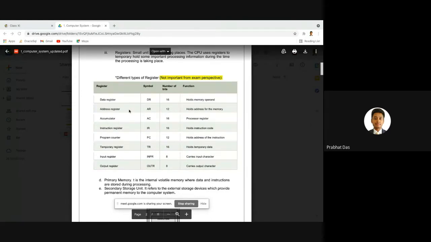Okay, so registers can be classified into the following types: data, address, accumulator, instruction, program, temporary, input, and output. The data register will hold the memory operand. Memory operands are those on which you will be performing some sort of operation. Let's say 2 plus 2: here 2 is the operand and plus is the operator. The address register will hold the address of the memory.